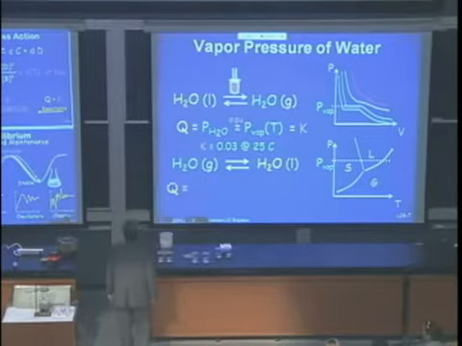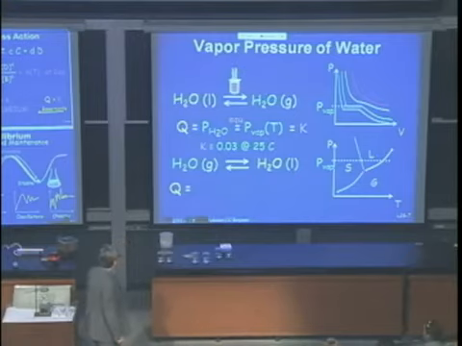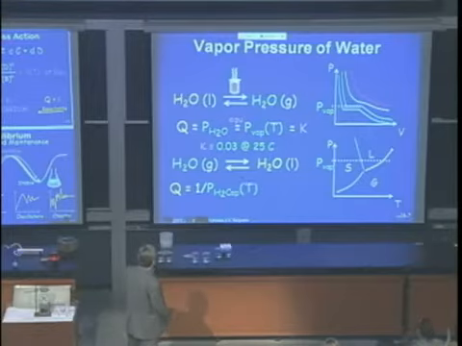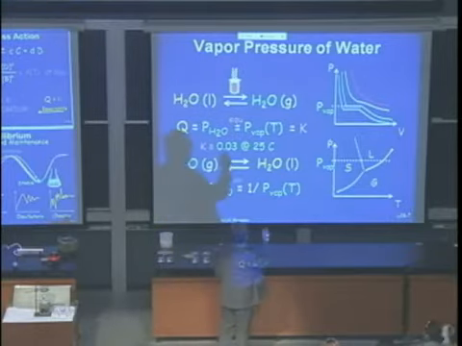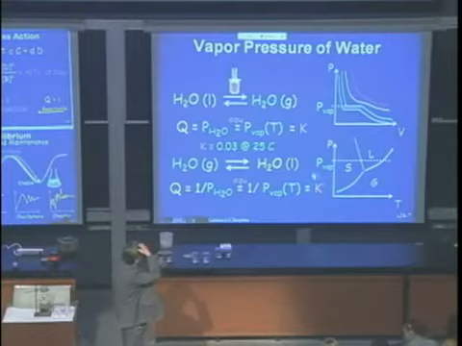I could define a new Q, okay? What would that new Q be? One over P. This here divided by this here would be 1 over P, where 1 is what we set as the standard pressure, and P is the vapor pressure at that temperature. I hope you get the hang of this. At equilibrium, of course, the partial pressure is the vapor pressure. And this is a different K then, because it's 1 over this. We call this K prime.